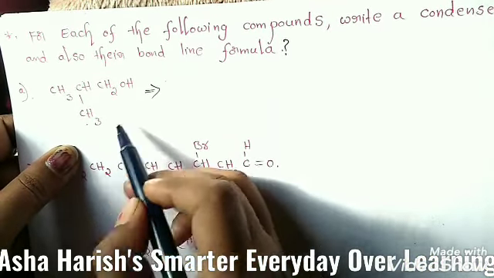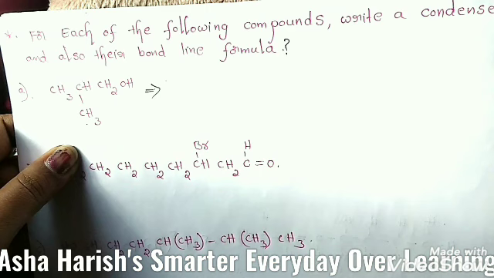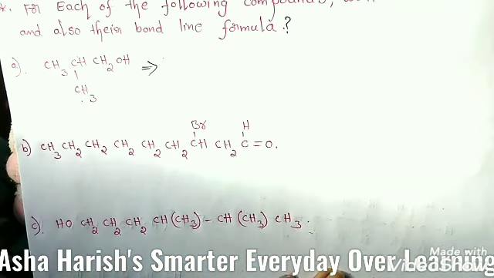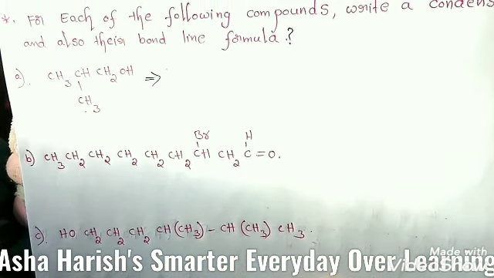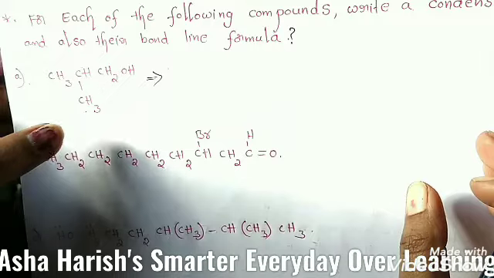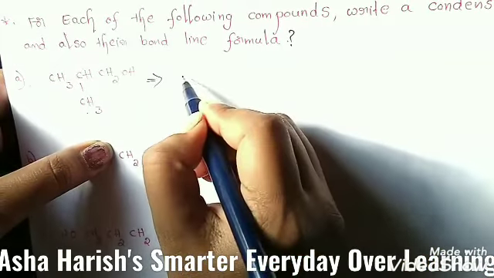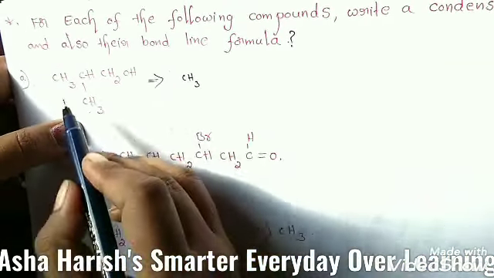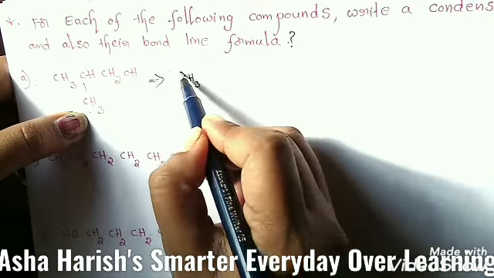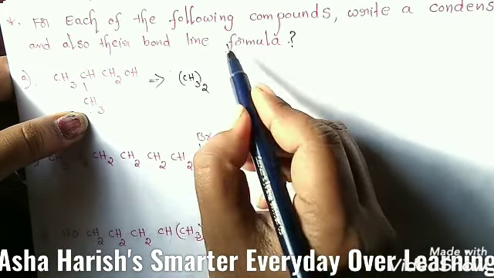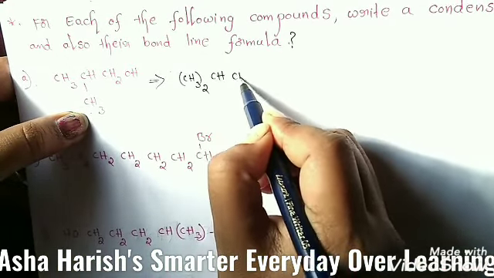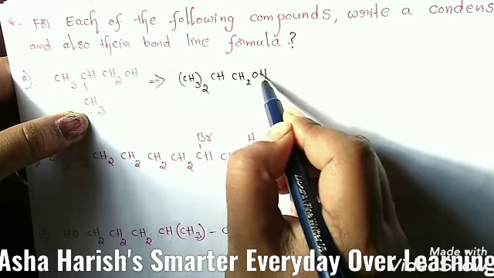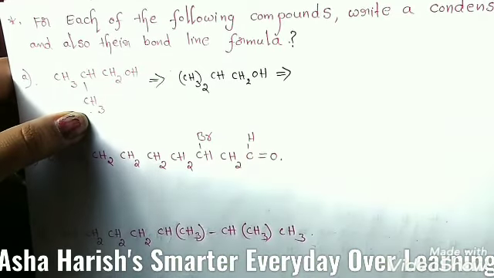We need to write the complete structural formula. Based upon this, you need to write the condensed structural formula. CH3, how many CH3 groups are there here? 2. So you need to write simply 2, then CH, CH2OH, right. Simply you can write like that.